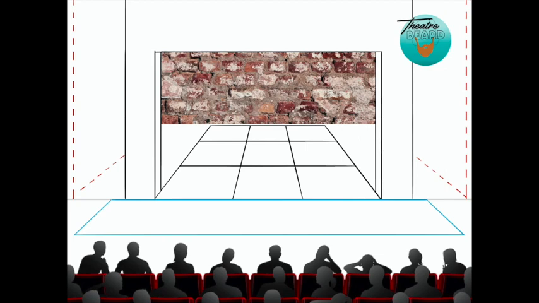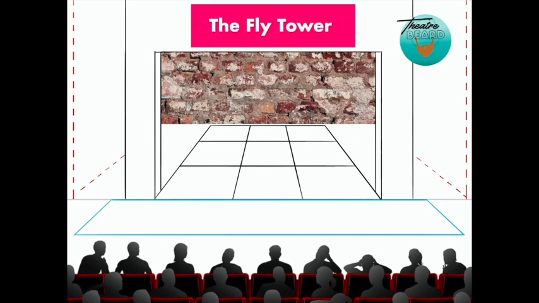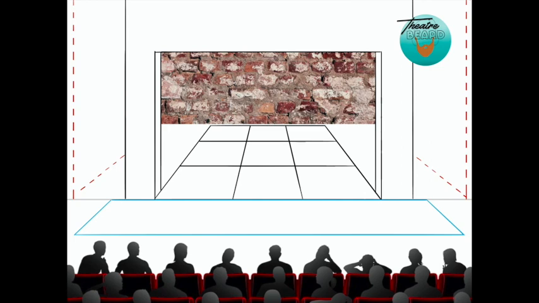The controls for the flying system and the Revolve are usually located in the wings as well, and we're going to come back to the Revolve a little bit later on, but because I've mentioned the flying system, I'm going to talk about the fly tower. There's a bit more to the Proscenium Arch Theatre than meets the eye. Directly above the stage is a large space that houses the flying system. It's a series of metal bars that have cloths or scenery attached to them, and flying them in or out allows productions to change scenes relatively quickly and easily.